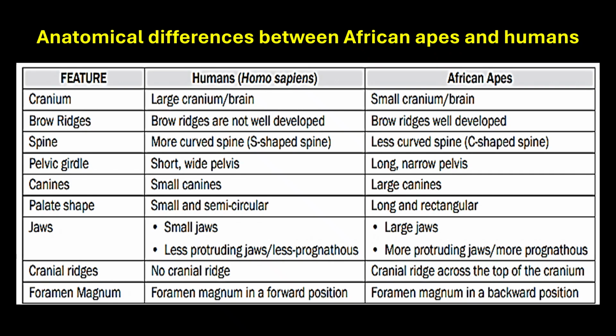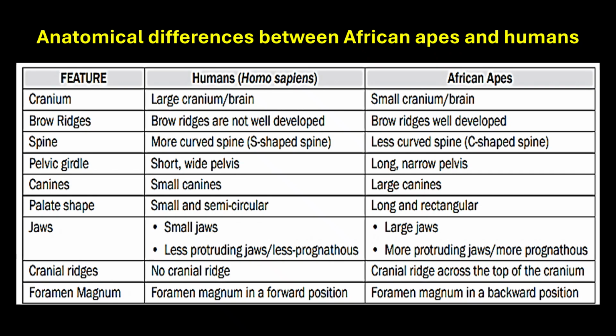Canines: ours are small, and for African apes, they are large. Palate shape: ours is small and semicircular; theirs is long and rectangular. Jaws: small jaws for humans, and large for African apes. Our jaws are less protruding, or less prognathous; theirs are more protruding, or more prognathous. Cranial ridge: there are no cranial ridges in humans, while apes have a cranial ridge across the top of the cranium.